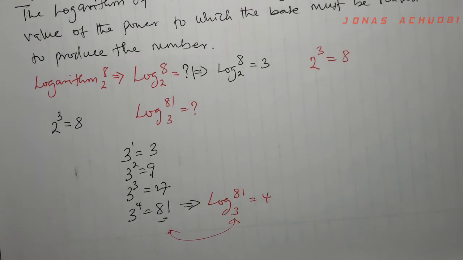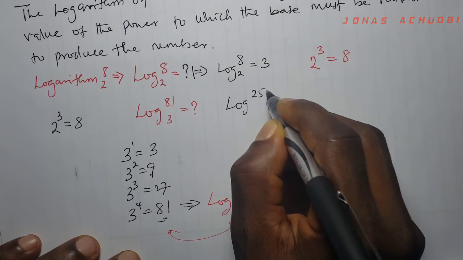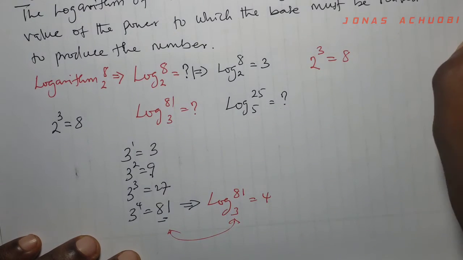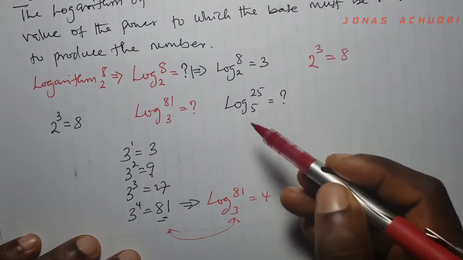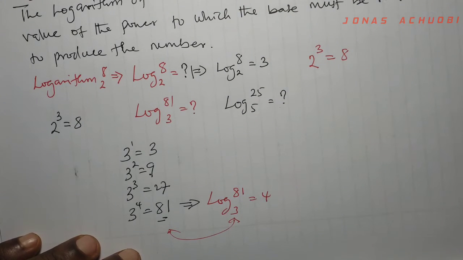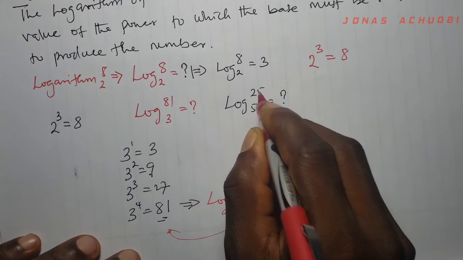One last example. If you're asked to find the logarithm of 25 in base 5, what would it be? You can pause the video and find out what it should be. Very simple. You check, what number will I raise 5 to get 25? That simply means 5 raised to the power what is 25. Once you figure out the number, then that becomes the log of 25 in base 5. So 5 raised to the power 1 is 5, and that is not 25.